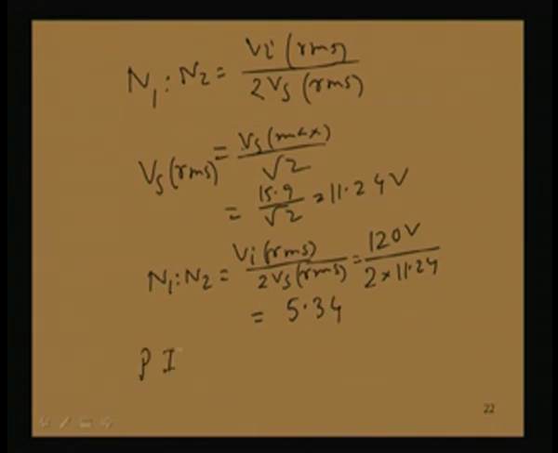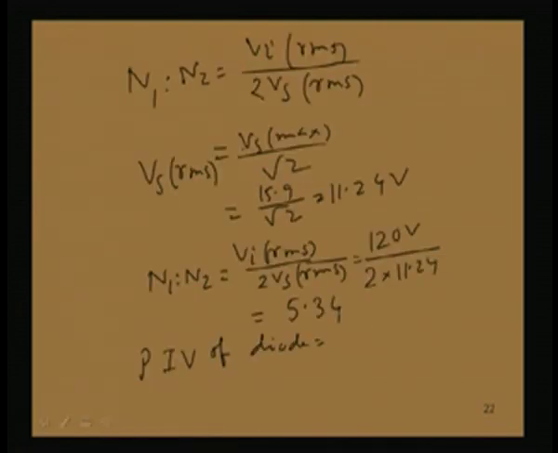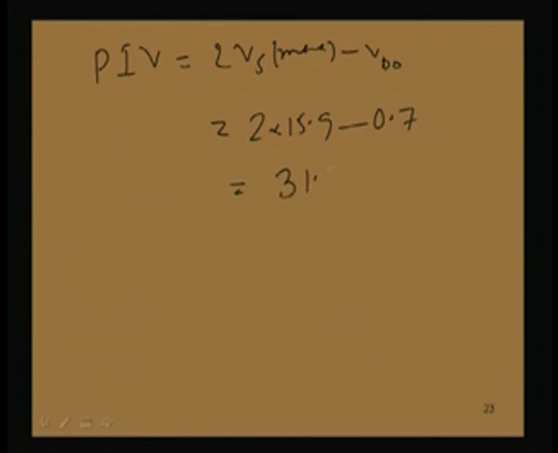Now, PIV of the diode can be found out. If we look into the circuit, what will be PIV? 2 Vs peak value minus this drop Vd naught will be the peak inverse voltage of the non-conducting diode. So, PIV is 2 Vs max minus Vd naught. So, 2 into 15.9, Vs max is 15.9, minus 0.7 volt drop given to you, is 31.1 volt. So, this is the PIV and the turns ratio we have found.